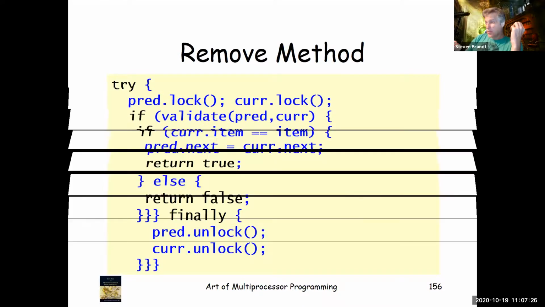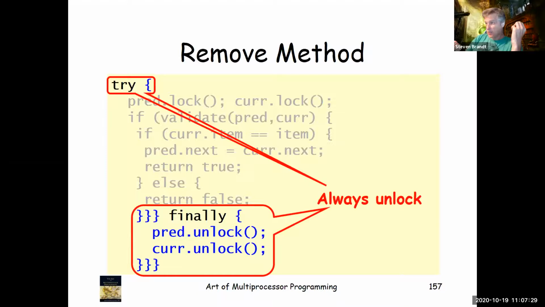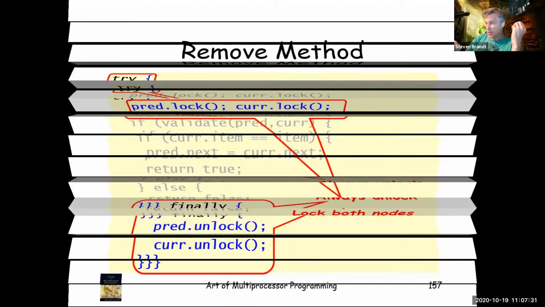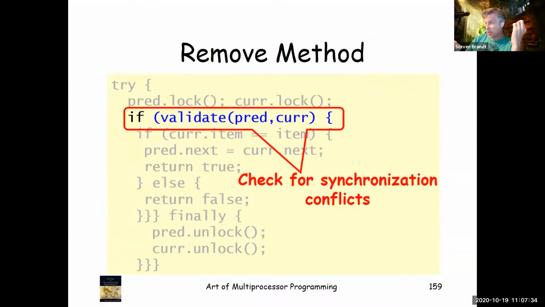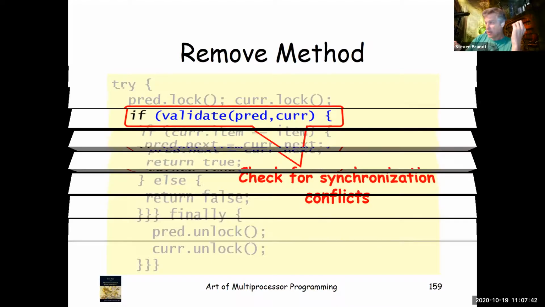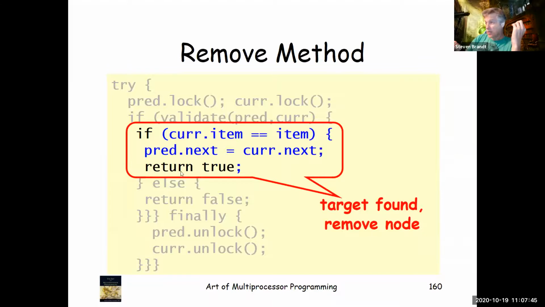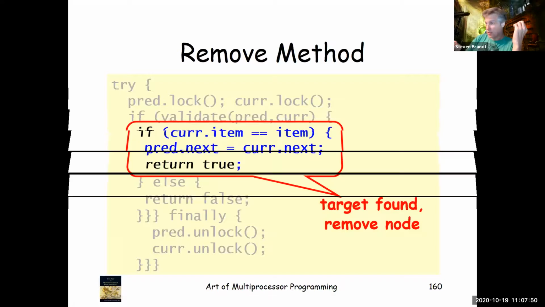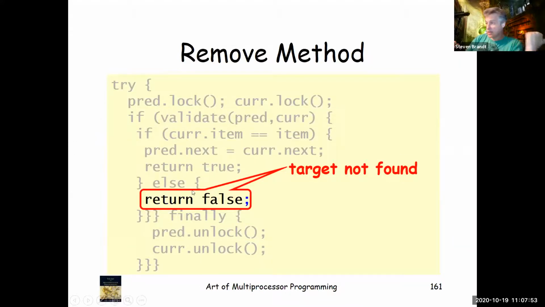So here is our remove method. We have a try and an unlock. We lock both. We validate that the predecessor and the current are what they're supposed to be. And if the current item is equal to the item, then we're going to do the removal. This is the removal step, and then return true. Otherwise, we'll return false. That means the target isn't found. We were trying to remove C from a list that didn't contain C, for example.